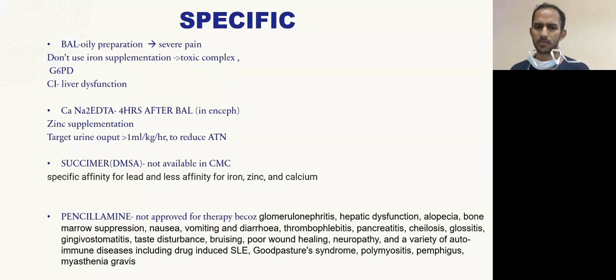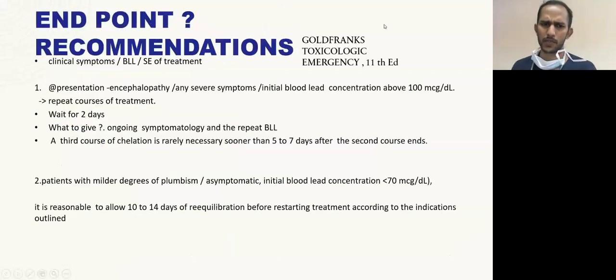The other, Saxenda, is the safest and preferred option right now. It's not available in CMC, but it is specifically affiliated to lead and has lesser chances of other complications. Penicillamine is not at all approved for therapy, but yes, it is sometimes used because of the multi-system involvement causing severe disturbances. So what is the endpoint?